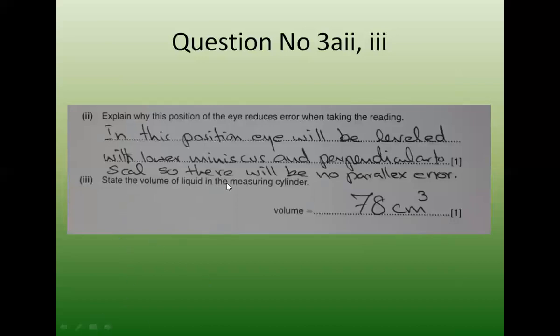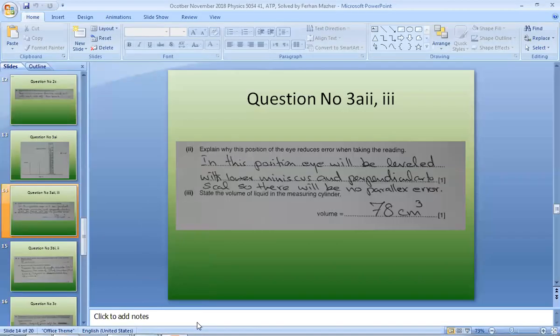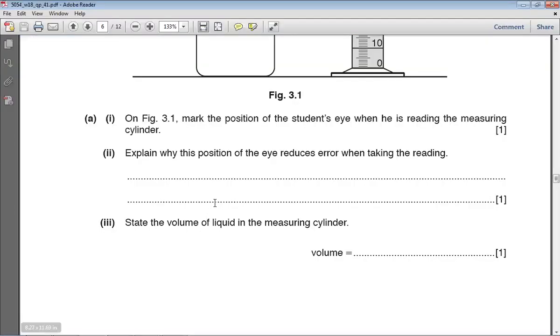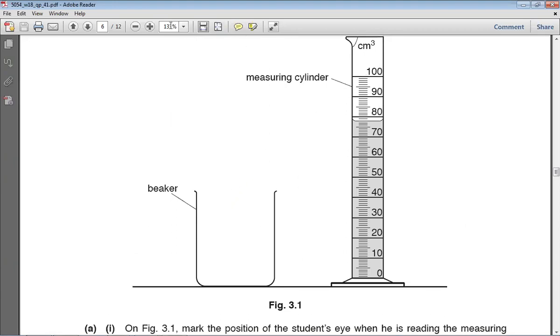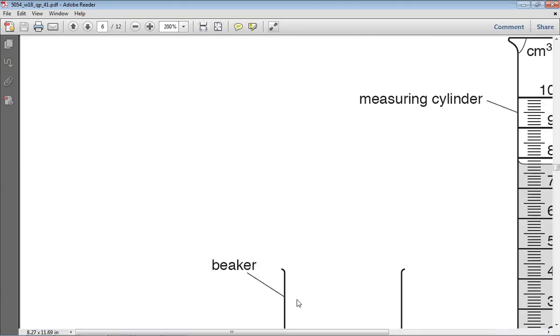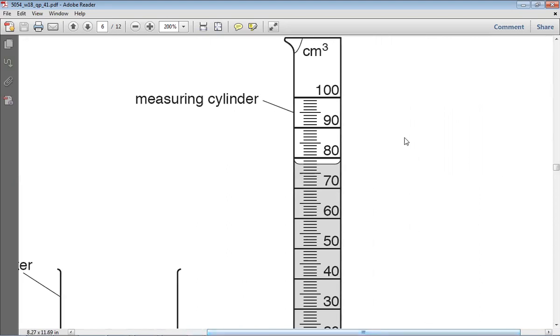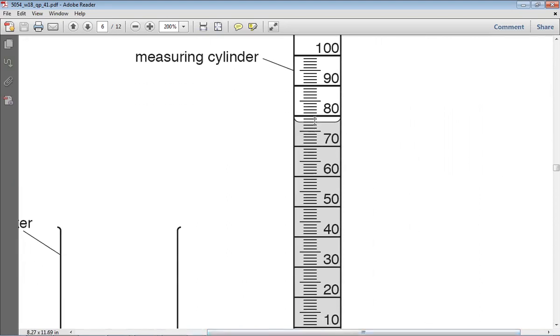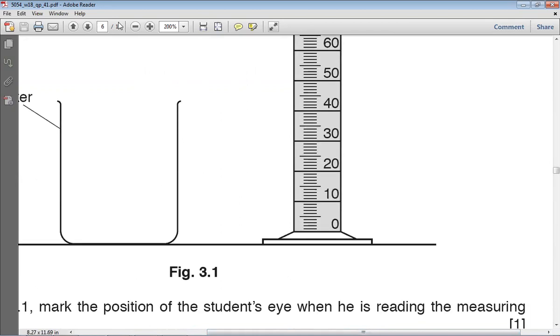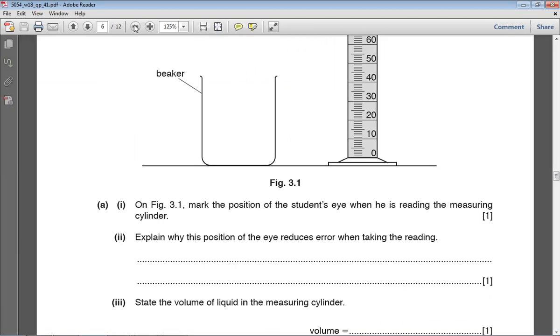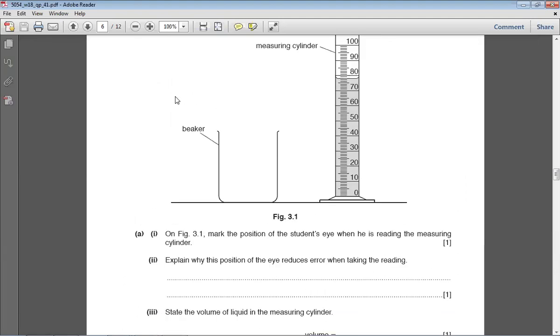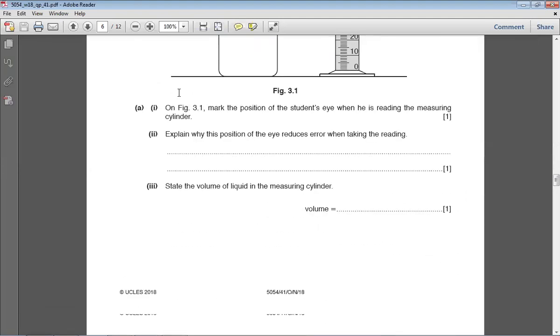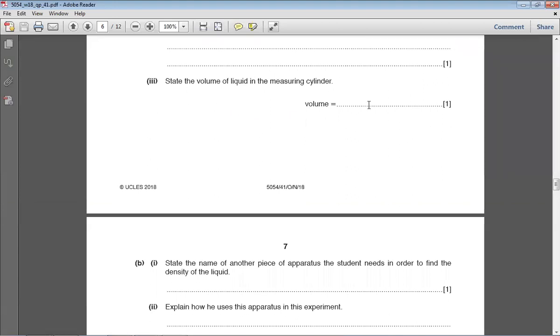Then the question is, state the volume of the liquid in the measuring cylinder. Okay, so the volume in the measuring cylinder, you can increase the size. You can see it is 78. The lower meniscus is at 78. So 78 centimeter cube.